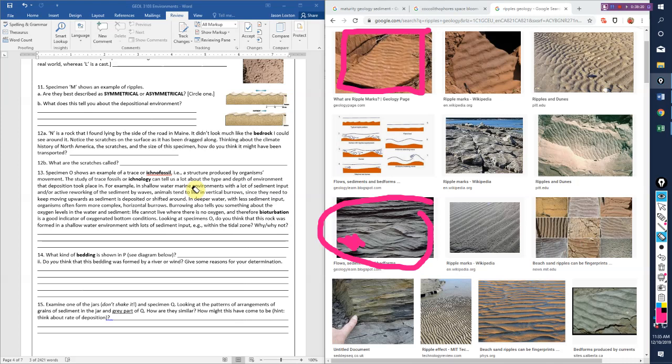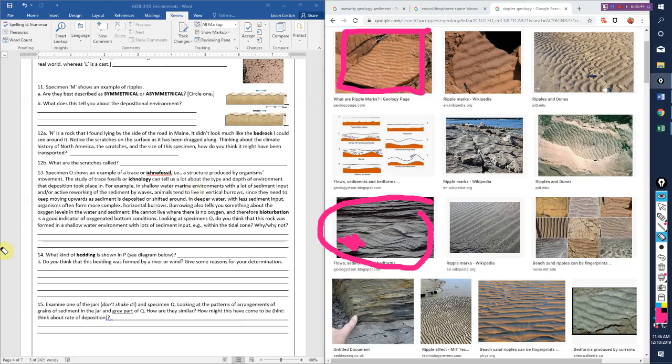I wasn't super concerned about what you put down for interpretation, so long as you had a plausible explanation. If you think you were looking at symmetrical ripples, you need to know you were looking at oscillating current direction, and you need to know the kind of environment that would occur in. If you think you were looking at asymmetrical ripples, you have to know that you are looking at continuous directional flow, and think about the kind of environment that is going to occur in.